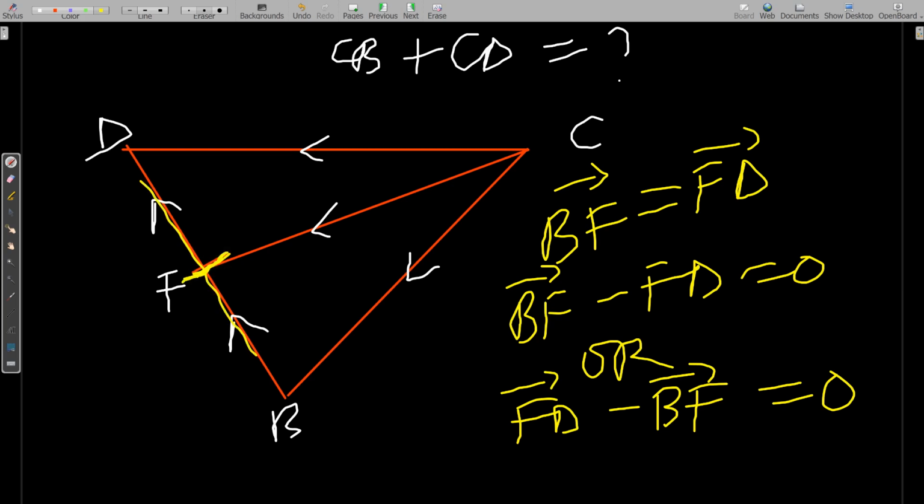The whole line like this, F is the middle. So either half should be the same. From here to here should be the same as from here to here. They are moving the same direction. So BF should be equal to FD. I hope you understand that.